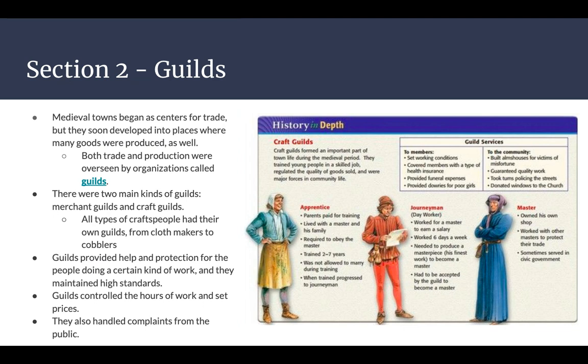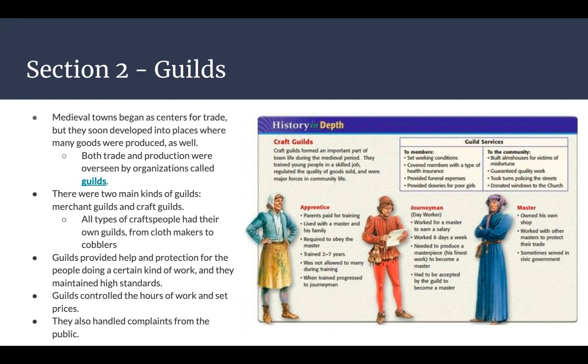All right, so we're going to move on to section 2 now, which is on guilds. Medieval towns began as centers for trade, like we just discussed, but they soon developed into places where many goods were produced as well. As a result, both trade and production were overseen by organizations that began to develop called guilds.